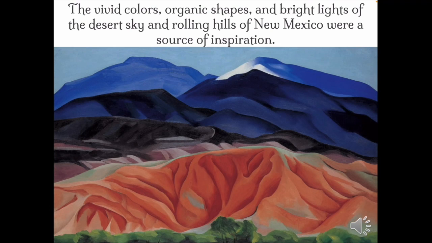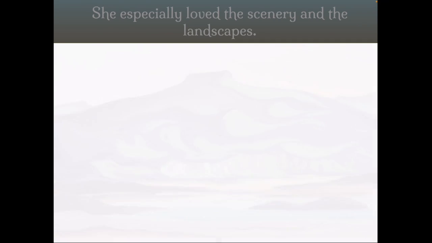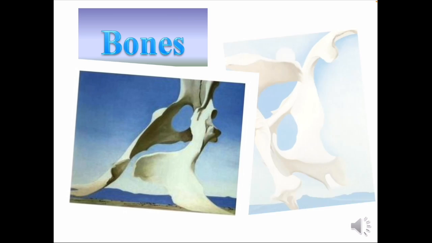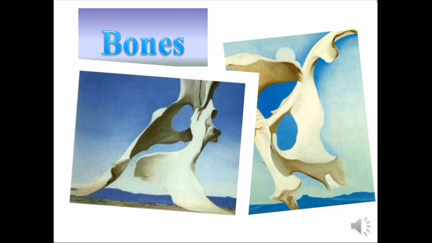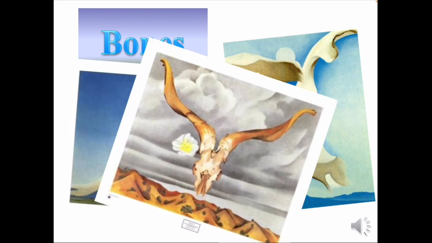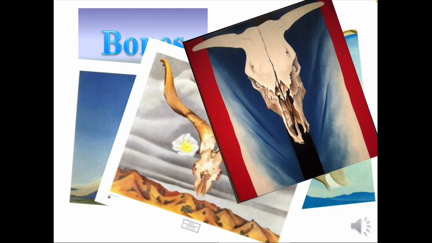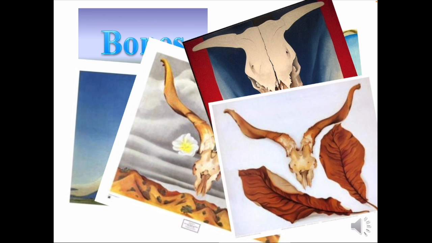And it was the vivid colors, the organic shapes, and bright lights of the desert sky and rolling hills of New Mexico that were really a source of inspiration for her. And she especially loved the landscapes. And you can also see a lot of her work are close-up images of bones. So while she does have a lot of landscapes, she also is really magnifying a lot of her natural objects that she's looking at. And so sometimes we see the combination of nature and bones and the New Mexico landscape, while other times we see those bones, but we really see some kind of more abstract imagery in the background.